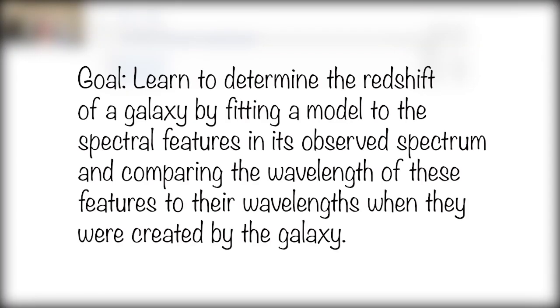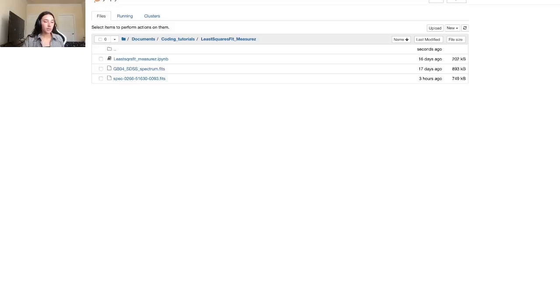Okay, so just to be clear, the goal of this tutorial is to teach you guys how to determine the redshift of a galaxy given its observed spectrum by fitting a Gaussian profile to the emission line features in the observed spectrum and backing out what the shifted line center of those emission line features is. Then we'll compare those shifted line centers to the expected rest frame line centers when the galaxy emitted those emission lines to determine the redshift of that galaxy. So let's open up a new Python notebook.